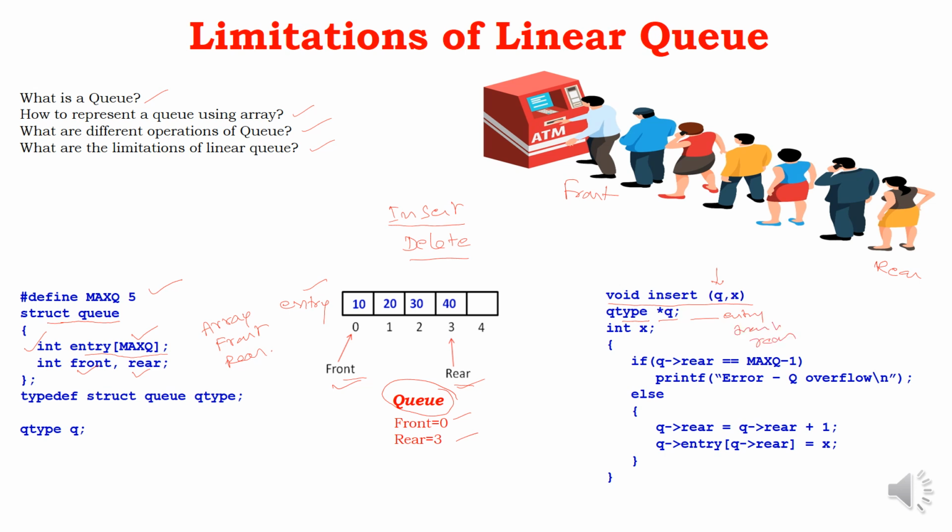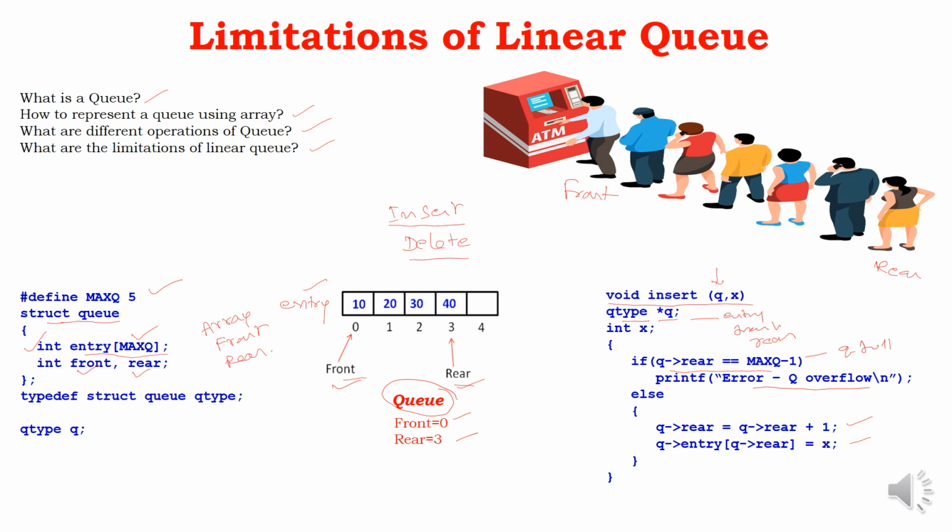Then if q rear is MAXQ minus 1, this is the condition of queue full. If queue is full, it is not possible to insert any elements, and an error message will be displayed. If queue is not full, an element can be inserted, that is, rear is increased and in the place of rear the new element is placed. So here this is the condition of queue full: rear reached its maximum position.